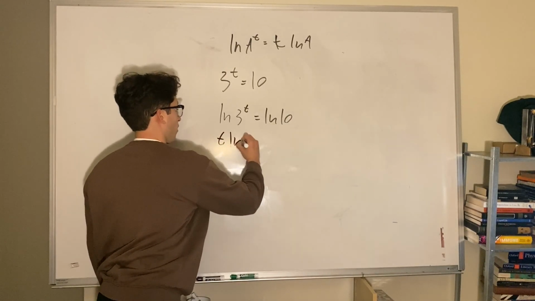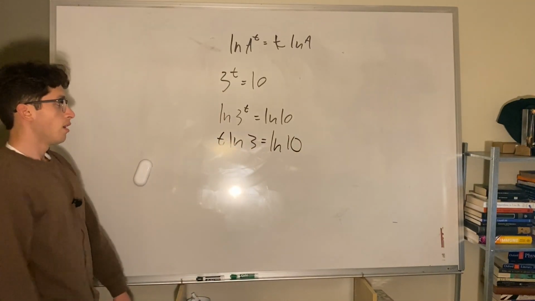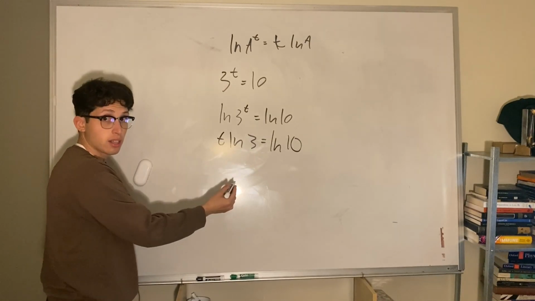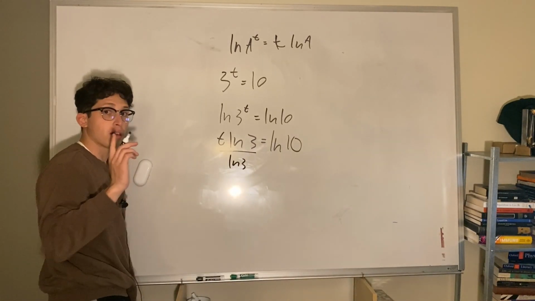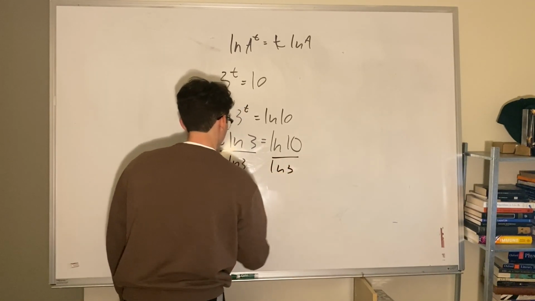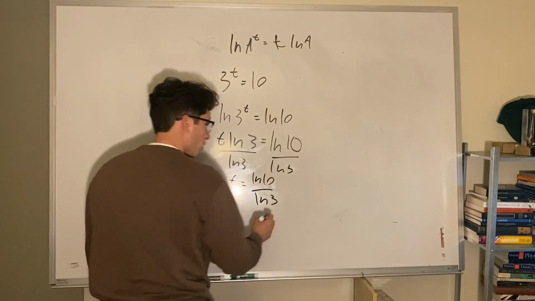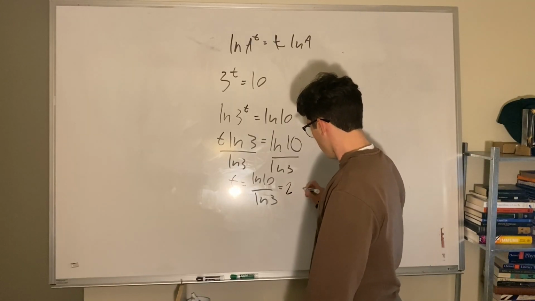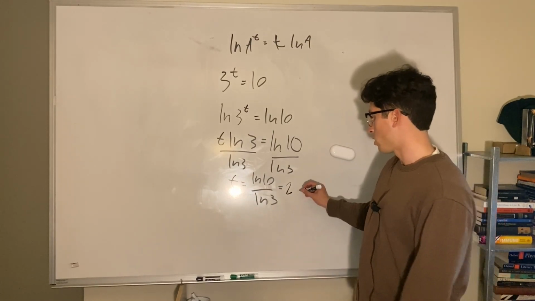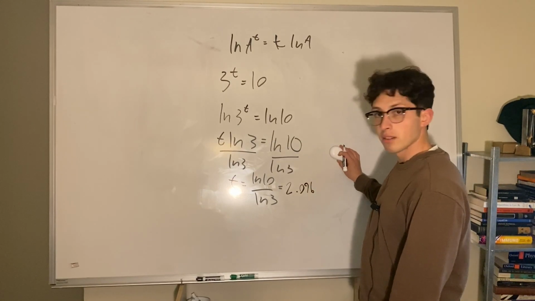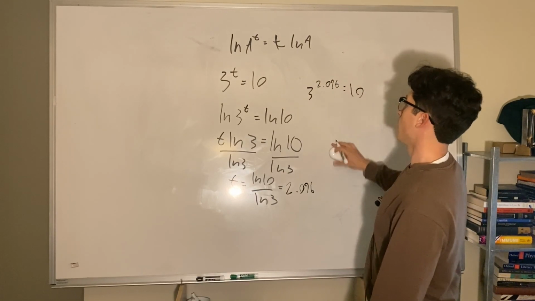Therefore, now if we divide, because this is still a number, this is a constant, not a function, so we can divide that. But we will need to do it on both sides. Therefore, t equals, my mistake, the natural logarithm of 10 over the natural logarithm of 3, which is equal to 2.096. Now we know that 3 to the power of 2.096 equals 10.